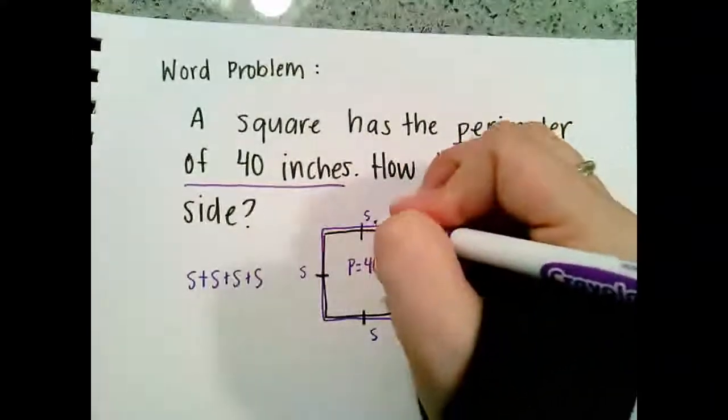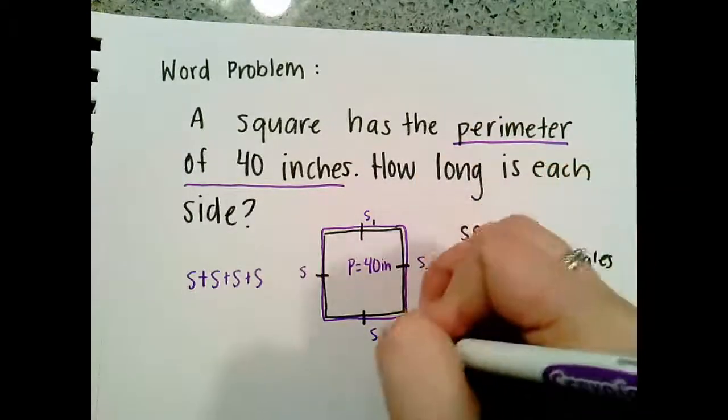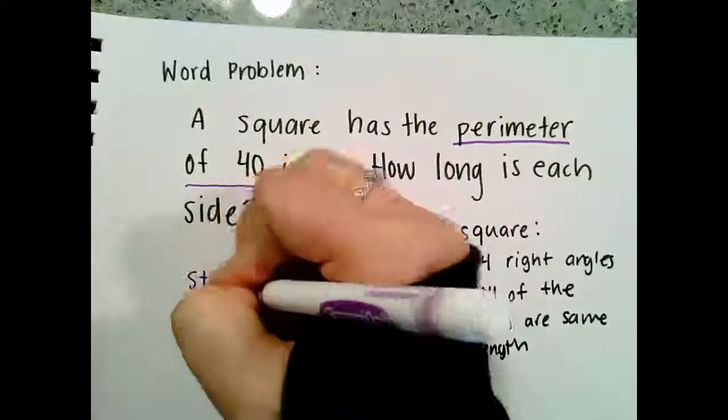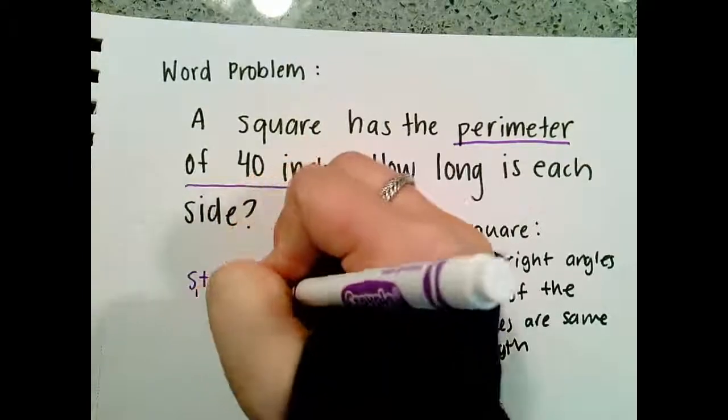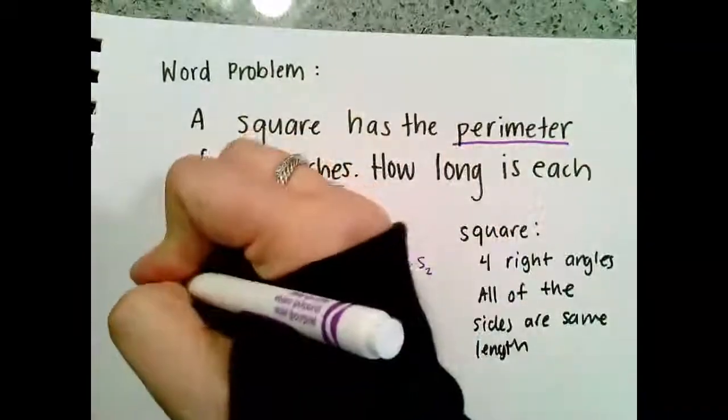I'm going to go further and label each side. Side 1, side 2, side 3, side 4. And I know that when I add all these up, they have to equal 40.